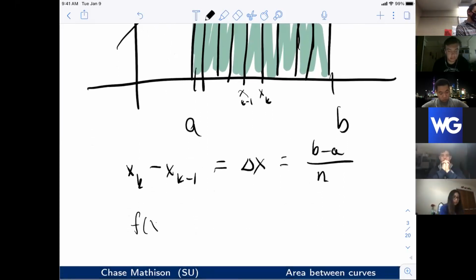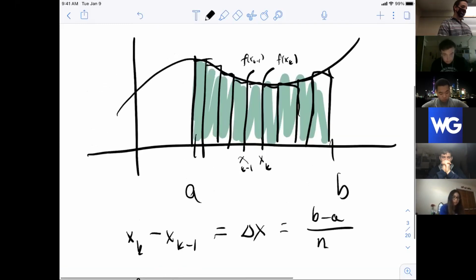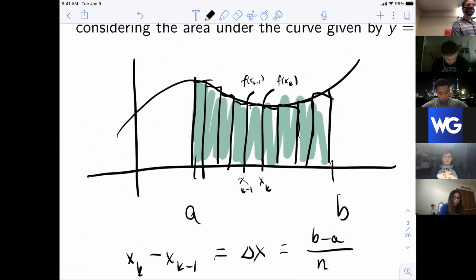So the height I can just say is f of xk for now, and the future I'm going to say f of xk star, where f of xk star really just means instead of only picking the left or the right, I'm going to use some point in between xk minus 1 and xk. On the homework in section 1, they talk about the left endpoint. So there you're using xk minus 1 as xk star. If you're using the right endpoint, then xk star is just xk.